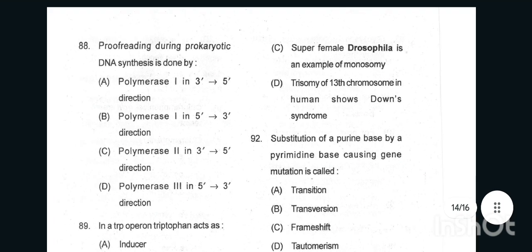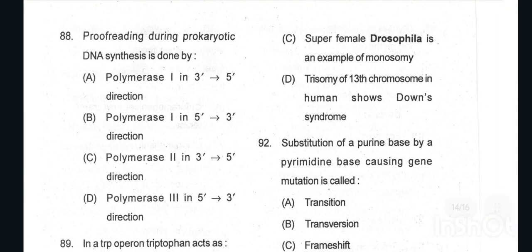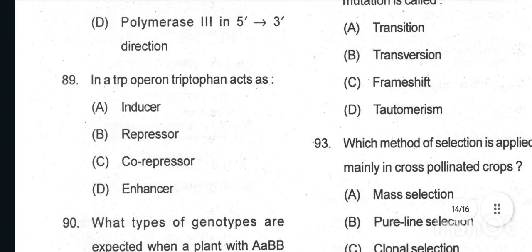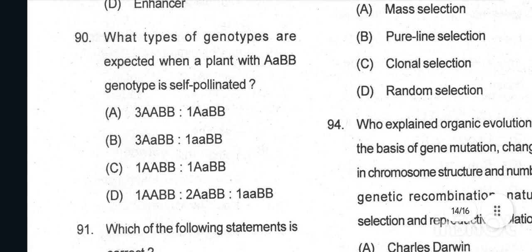Question number 88, proofreading during prokaryotic DNA synthesis. It is by polymerase 1 in 3' to 5' direction. TRP operon, a tryptophan operon: tryptophan acts as co-repressor. Option C is the correct one. What type of genotype are expected when plant with genotype capital A small a, capital B small b is self-pollinated? It is option D. Option D is the correct one.